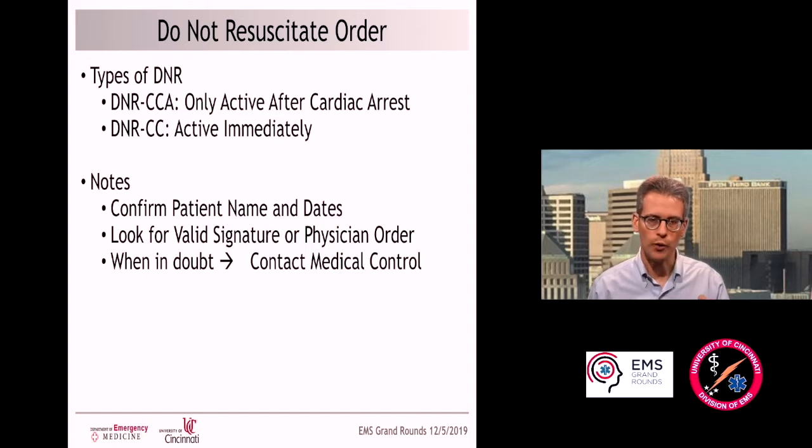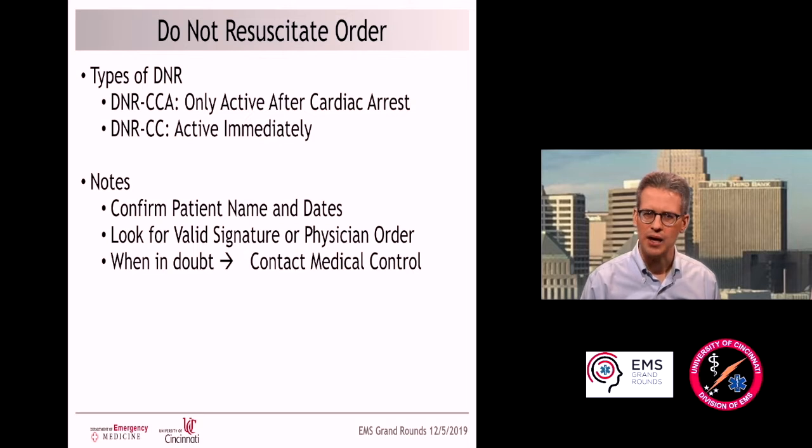Okay, so there are really two different types of DNR orders in the state of Ohio. One of them is called a DNR CCA, and the other one is called DNR CC. This is extremely confusing terminology, okay? And the thing is, they're really actually fairly different. Even though they're only one little letter apart, they actually say very different things, okay?